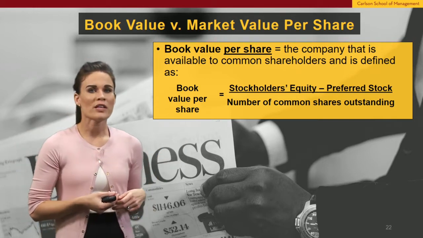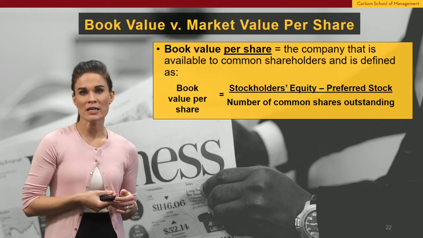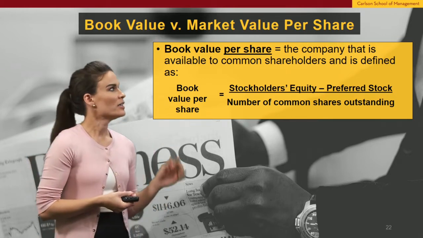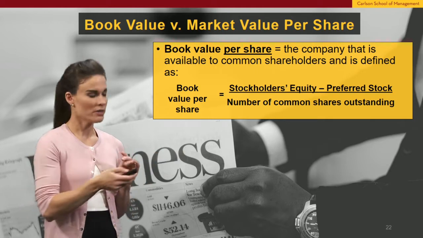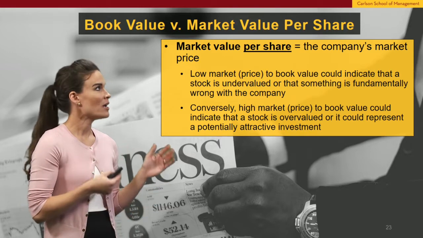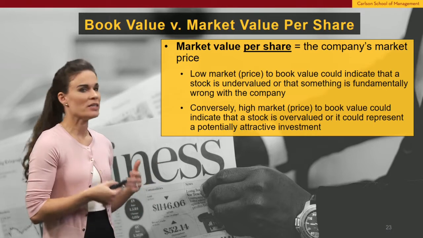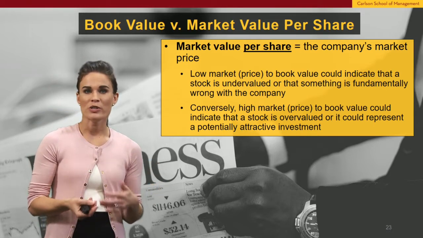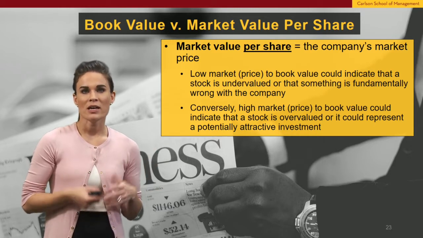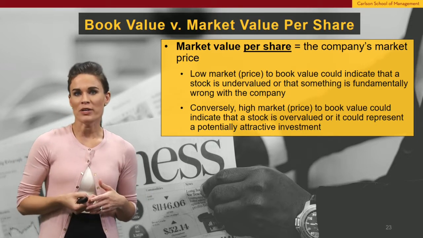So to calculate the book value per share, I'm going to take their stockholders' equity minus the value of their preferred stock, and I'm going to divide it by the number of common shares outstanding. So this is going to give me the book value per share on the company's balance sheet, and then I want to compare that to the company's market value per share. The company's market value per share is going to be essentially their market capitalization, which is just the number of common shares outstanding times the current market price, and that's going to give me the market capitalization or the value that the market, the public, is putting on my company.